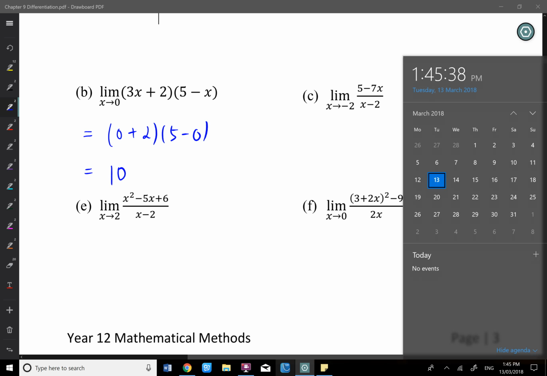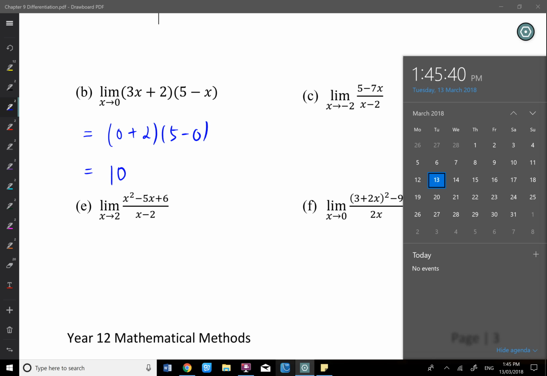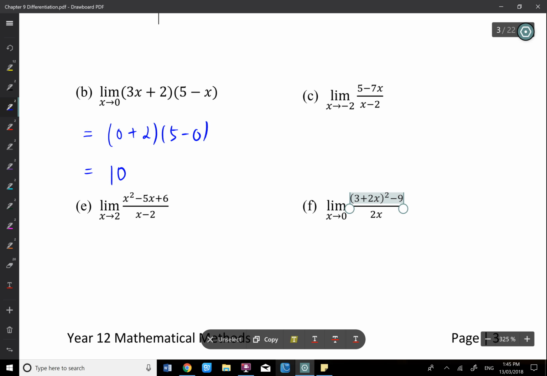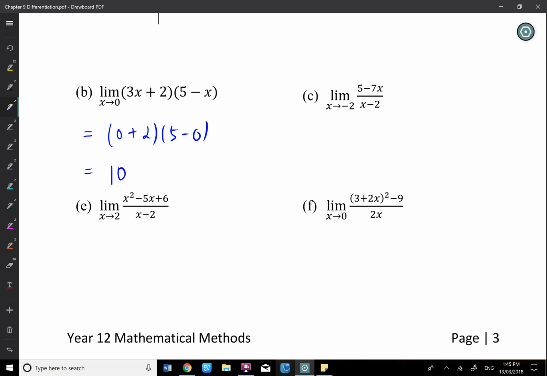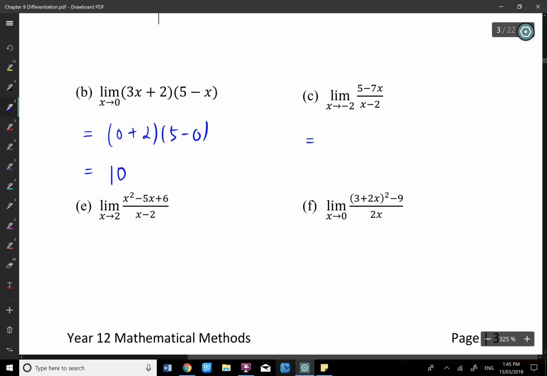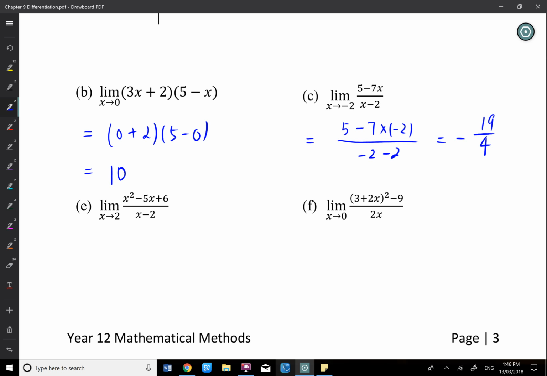Okay, for C, can I substitute the value directly? Is there anything wrong, that I can't substitute? No. Okay, I can substitute and evaluate. Then we will substitute that directly: 5 minus 7 times negative 2, and negative 2 minus 4. That gives me negative 19 over 4. So that's the limit of that function, when I can substitute.